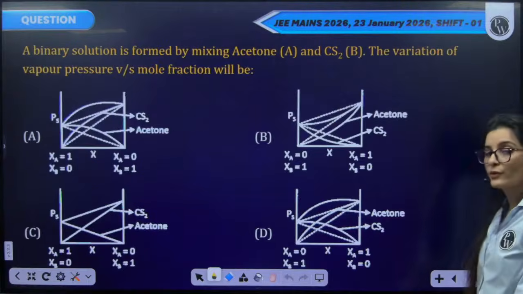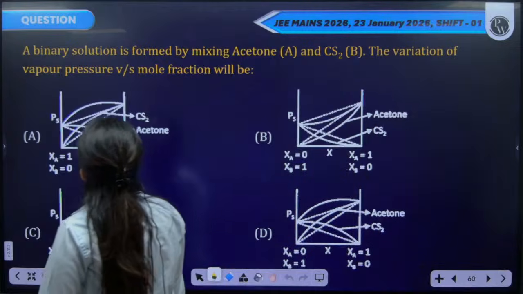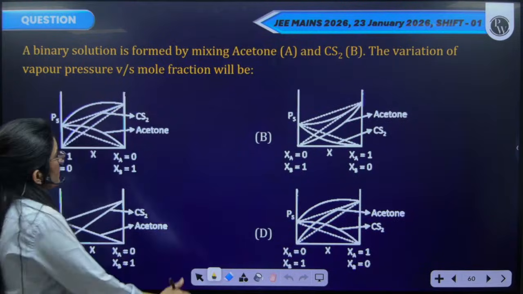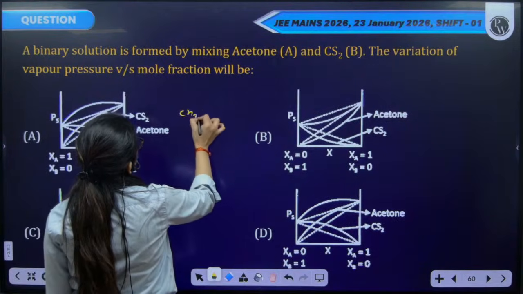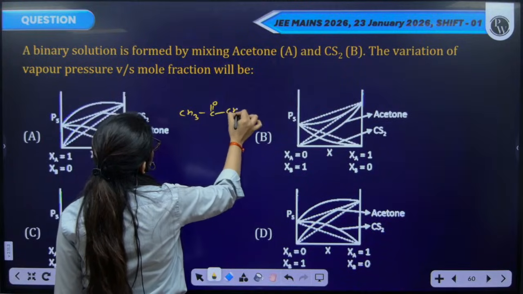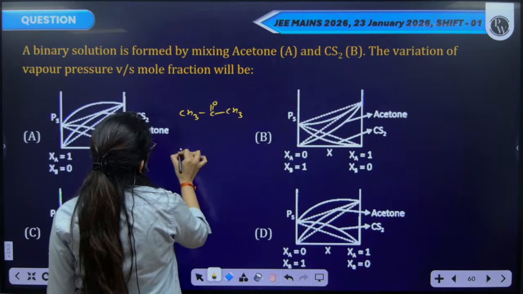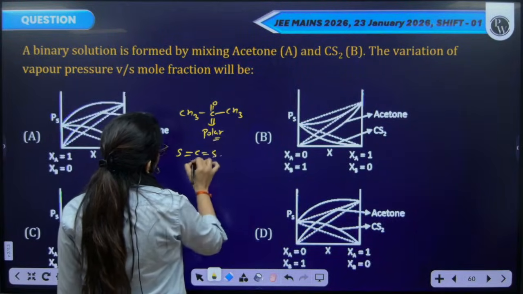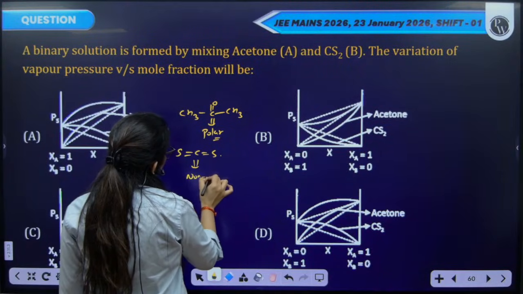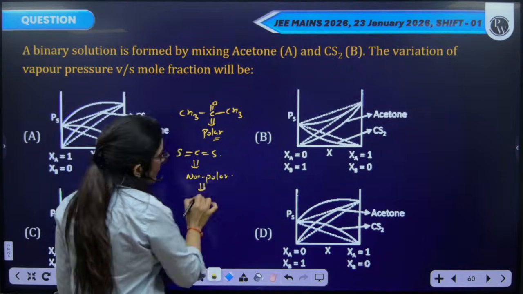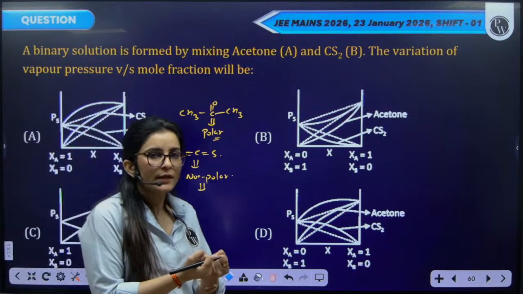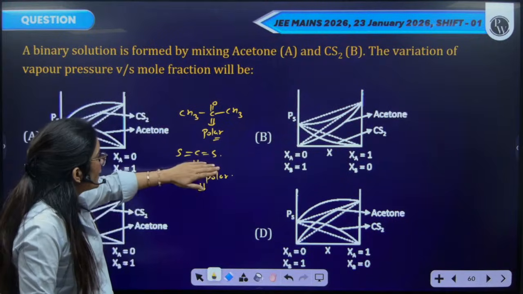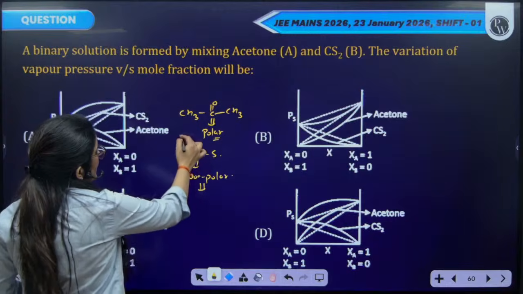Next, this is a question from the solution chapter, and you have to tell: a binary solution is formed by mixing acetone and CS2. First of all, draw the structure of acetone. This is acetone, and this is carbon disulfide. You will find acetone is a polar compound, and this is a non-polar compound. Because it is non-polar, it will have a lower force of interaction in the liquid state, so most of the molecules will be able to go into the vapor state. So its vapor pressure at the same temperature will be greater as compared to acetone.